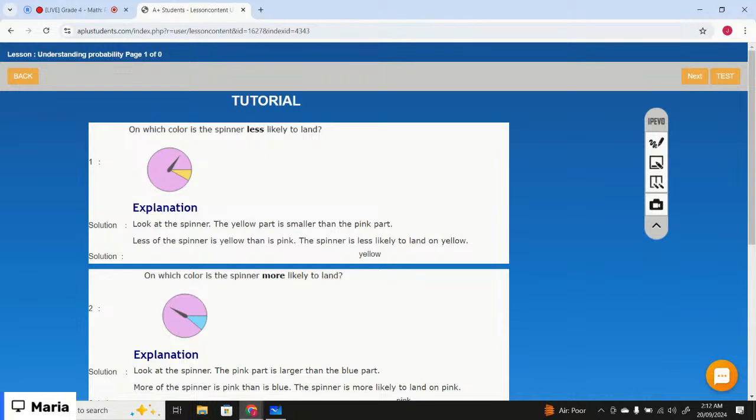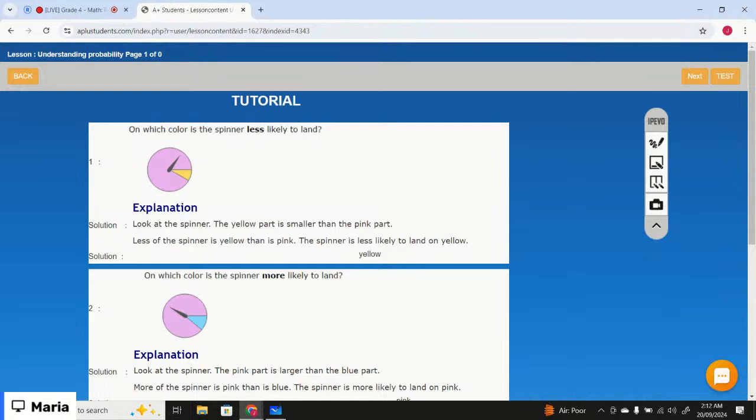Okay, so just look at the spinner, right? The spinner has two colors, the pink and the yellow. The most portion on the spinner is pink. A very small portion is yellow. So that means the spinner will be less likely to land on yellow. The one that has the small portion is less likely to land, right?